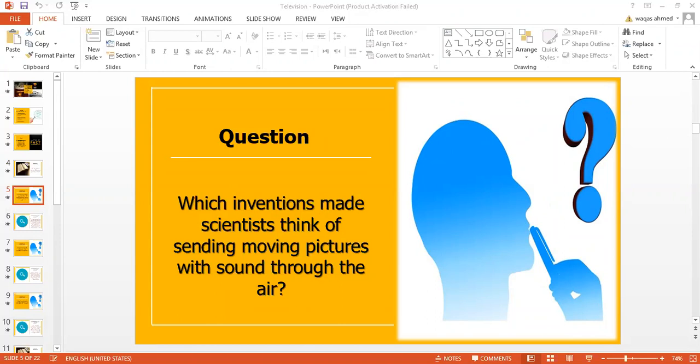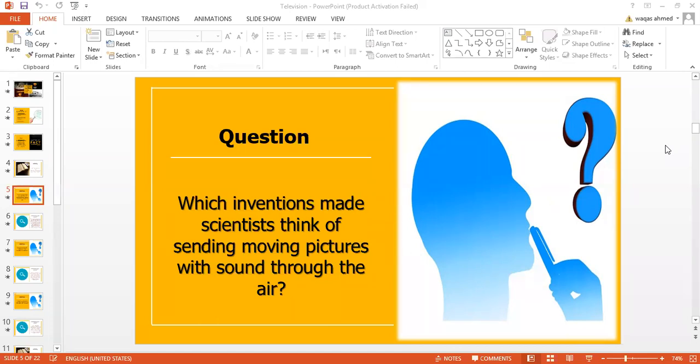Yes, Saim Talha. Sir, the gramophones made scientists think that they will sound through the. Okay, I heard that you said gramophones, but the other thing I have not understood because of your shaking voice. Okay, Ahyan Matla, what answer do you want to give about this question?